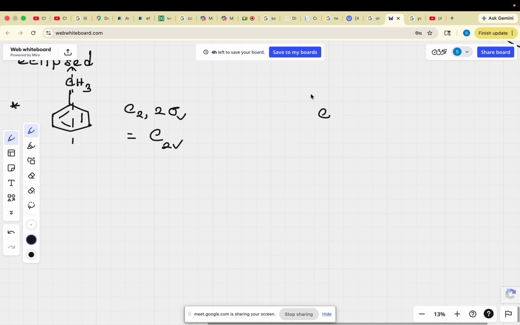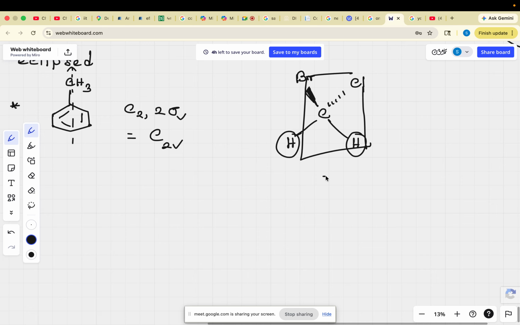Suppose you have this molecule. Above the plane you have bromine, below the plane you have chlorine, and you have 2 hydrogen. So you can pass a plane through this bromine and chlorine. If you pass a plane through this bromine and chlorine, this hydrogen is the mirror image of this hydrogen, and that is your Cs point group. Apart from that you will get nothing.